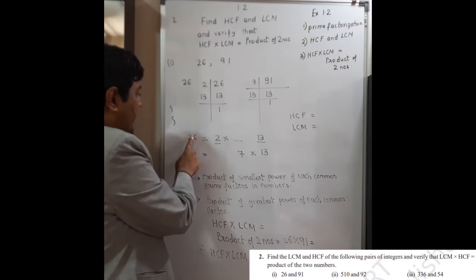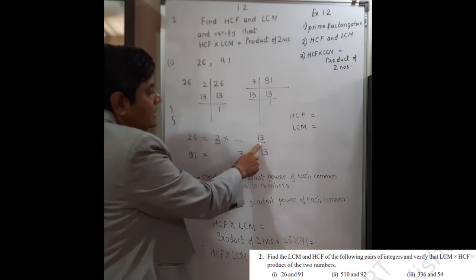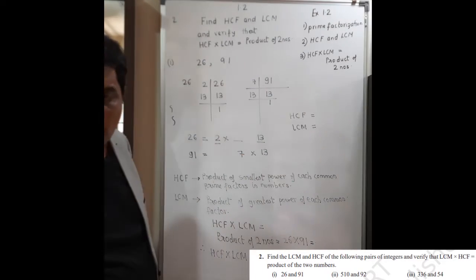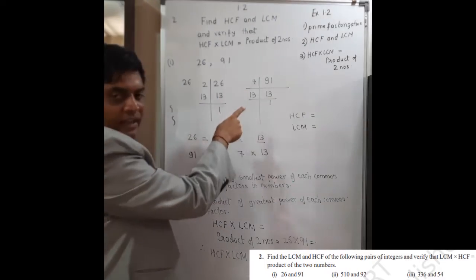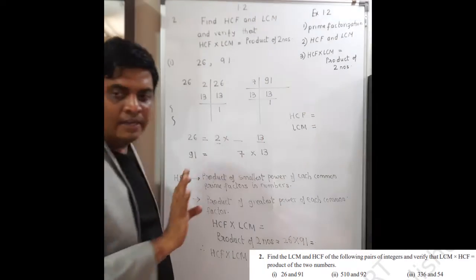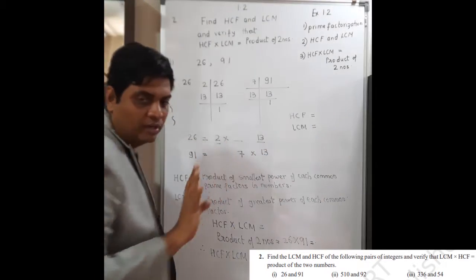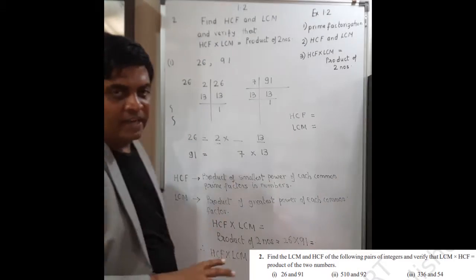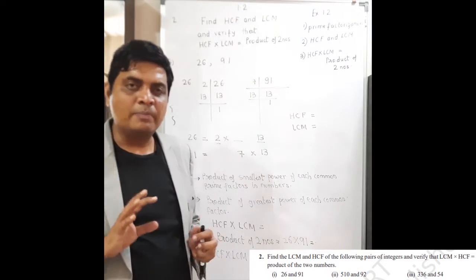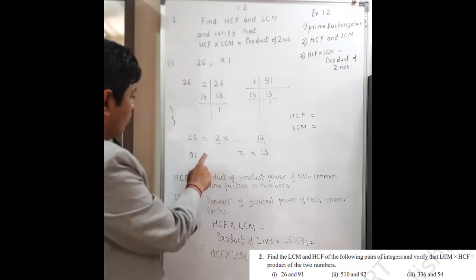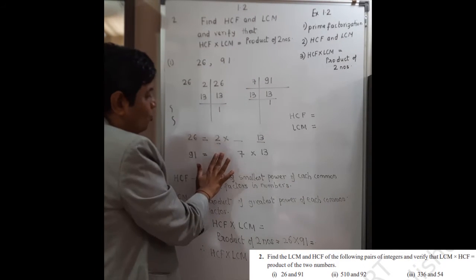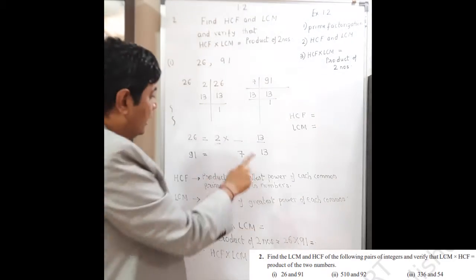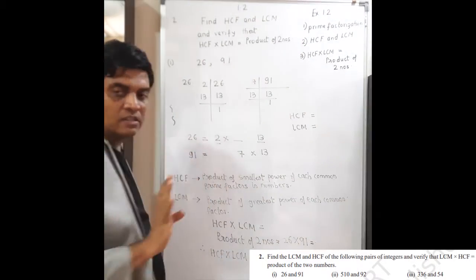So how will I write? I will write 26 and I will give 3 spaces because 3 prime factors are involved. The first space is for 2. The second space is for 7, but 7 is not there, so I will leave it. And the third space is for 13. If I write in this way, solving the sum becomes a bit easy. Next, for 91, the first space is for 2, but in 91 there is no 2, so I will leave it as it is. The next space is for 7 and this is 13.